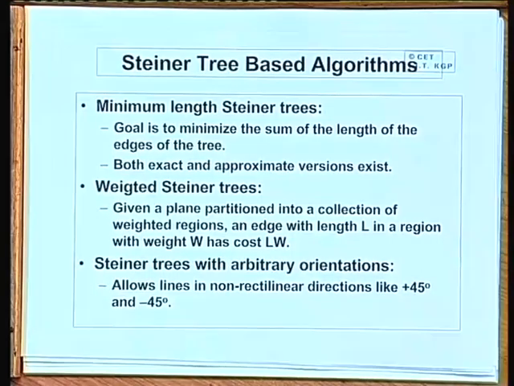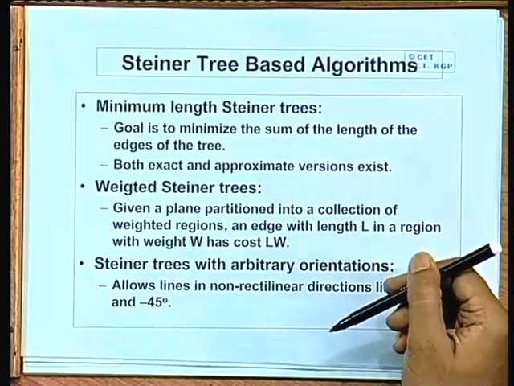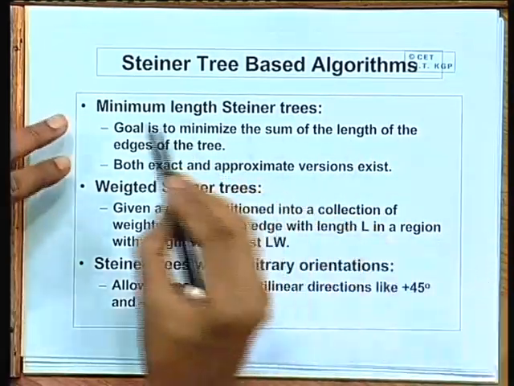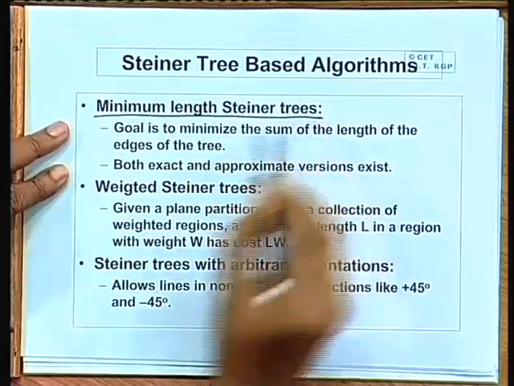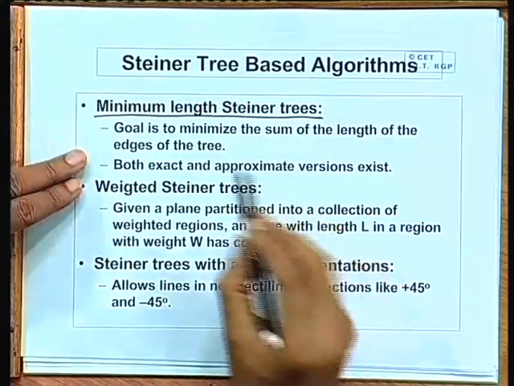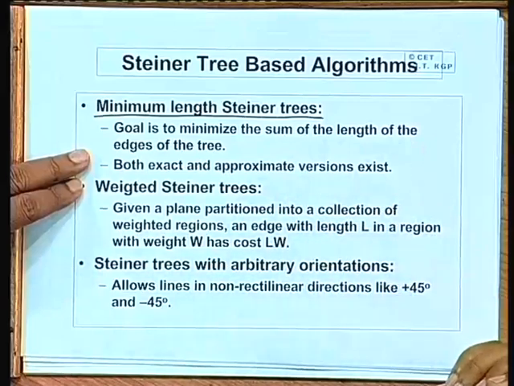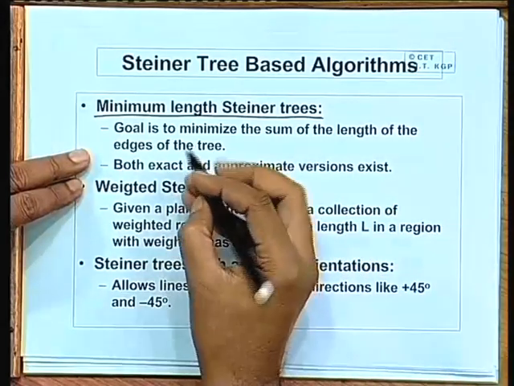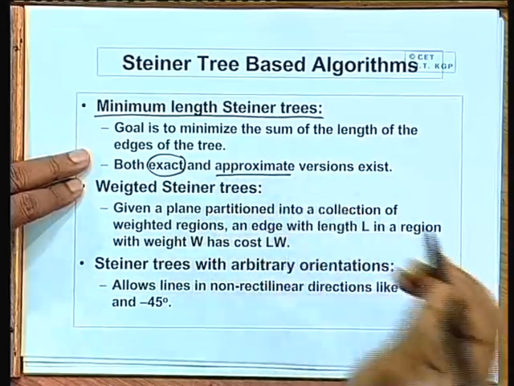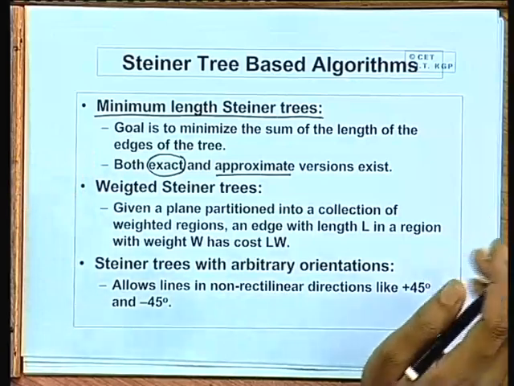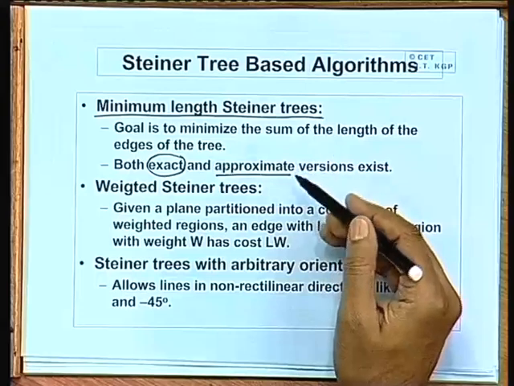Now, with respect to Steiner tree based algorithms, I am not going into detail, I am just mentioning that there are several classes of such algorithms which have been proposed. Well, one is the minimum length Steiner tree. Of course, this is an NP hard problem I have just mentioned. The goal is to minimize the sum of the lengths of the edges of the tree. So, exact versions exist, but the running times are large. There are approximate versions using some heuristics which give fairly good results. Many commercial routers use them in fact.